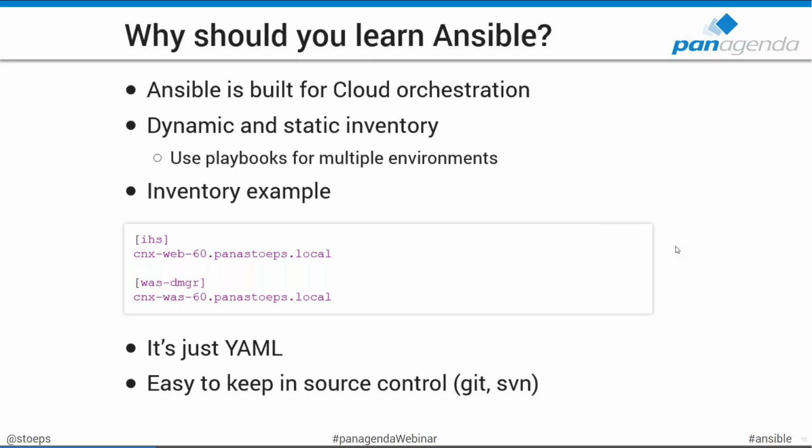And here, the inventory example for one of my servers, I have a group IHS with a server and a WebSphere Deployment Manager group. So in the brackets, you see the group name, and then you put in the IP address or the host name of all servers. Just YAML. And it's a text file, so it's easy to keep in a source control system like Git or SVN.